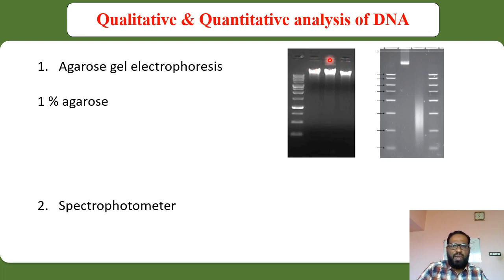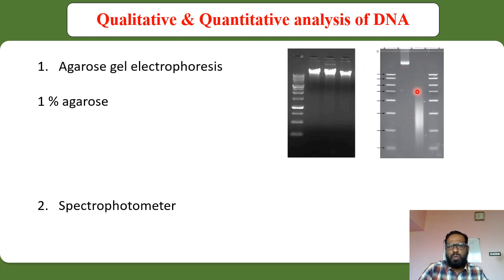Once you have loaded the DNA molecule and run the gel electrophoresis for a considerable period of time, you can see a discrete band which is present very, very near to the well. It means that this particular DNA is very, very large. If the band is very thick, it means a good quantity of DNA is present. And if the DNA is present very near to the well, it means it is a very, very good quality DNA molecule.